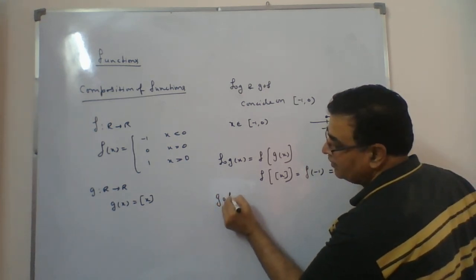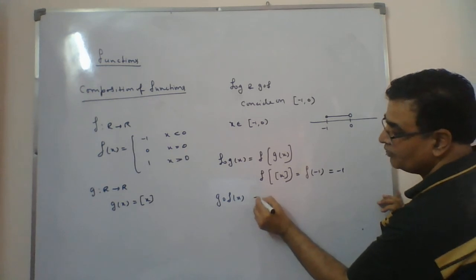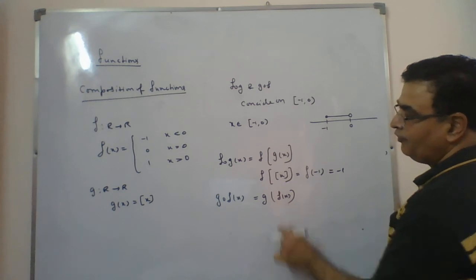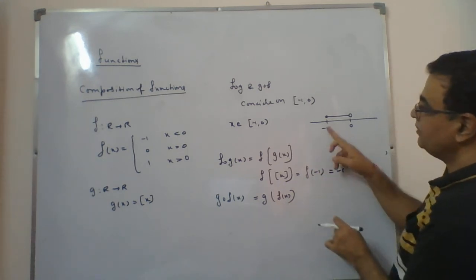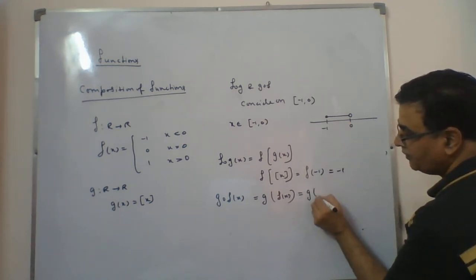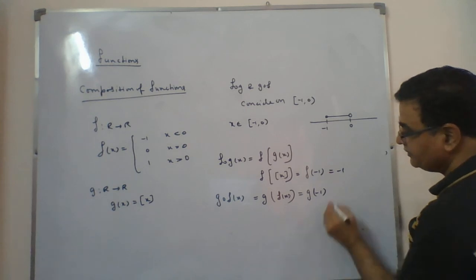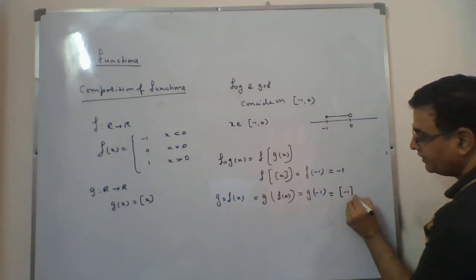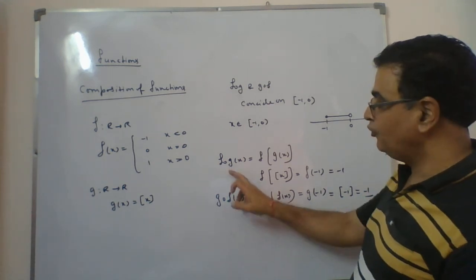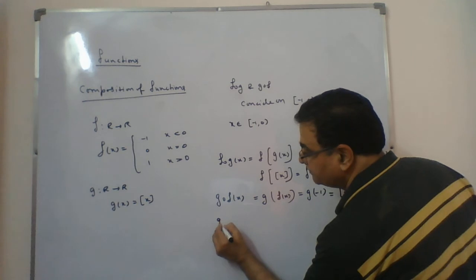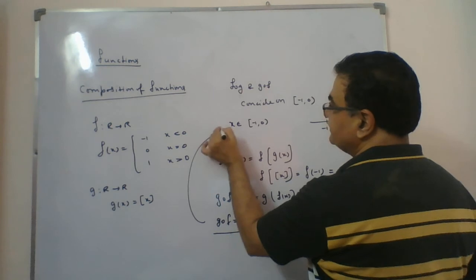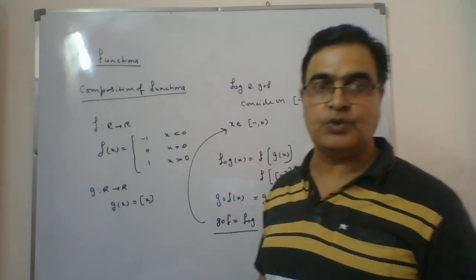Then we go for G composition f of x. We should write G of f(x) here. f(x) when I take now, it is between -1 to 0, means it's a negative number. Negative number means the inside value comes out to be -1. And if it is -1, the greatest integer of -1 is here. And the greatest integer of -1, your answer is -1. So FOG and GOF are both coming -1. GOF is equal to FOG, but only in what case? When x belongs to -1 to 0.